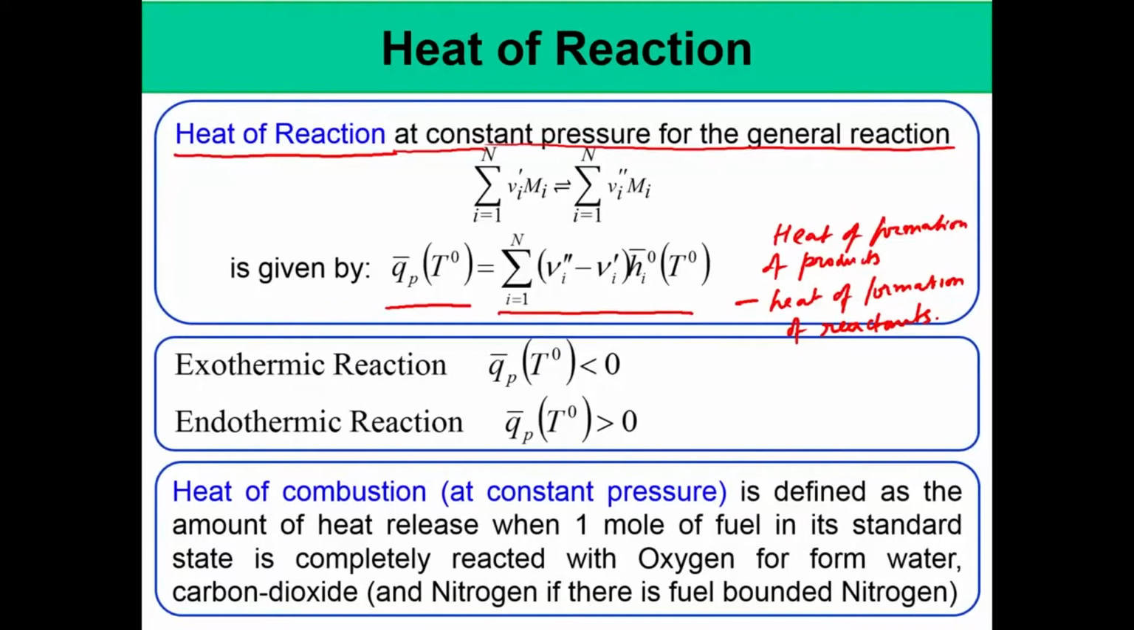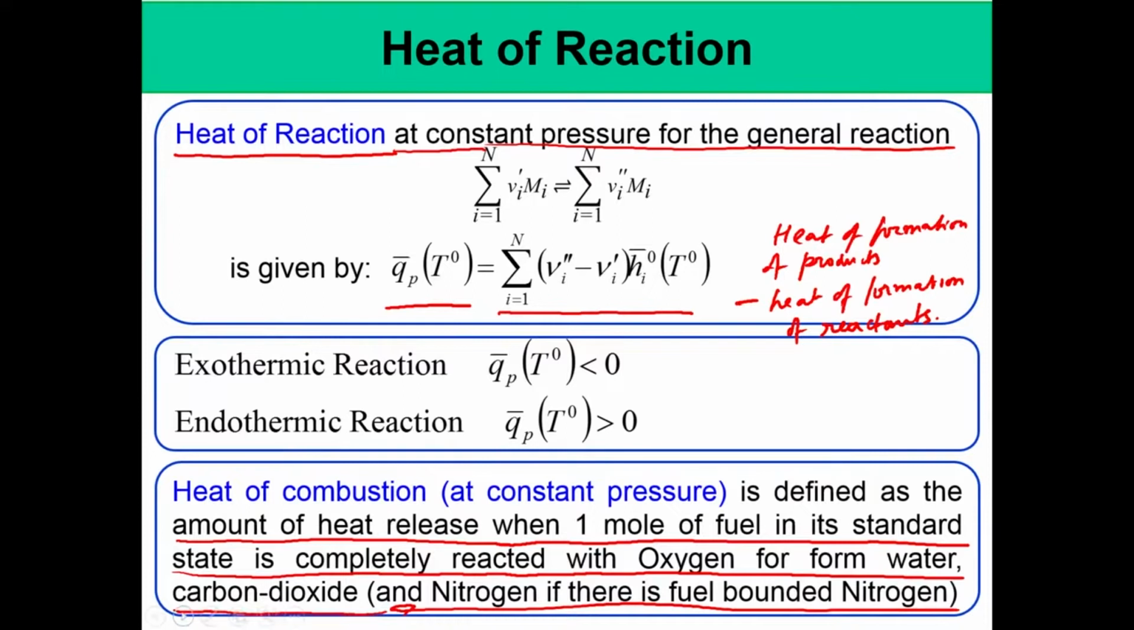So, heat of reaction is defined for any generalized reaction, whereas the heat of combustion at constant pressure is defined as the amount of heat released when 1 mole of fuel in its standard state is completely reacted with oxygen to form water, carbon dioxide and nitrogen if there is fuel bound nitrogen. We do not need to worry about this, these are typically for different kinds of propellants. Now, of course, when you form water, water can be in gaseous state or liquid state. So, depending on that you can have a higher heating value or lower heating value.